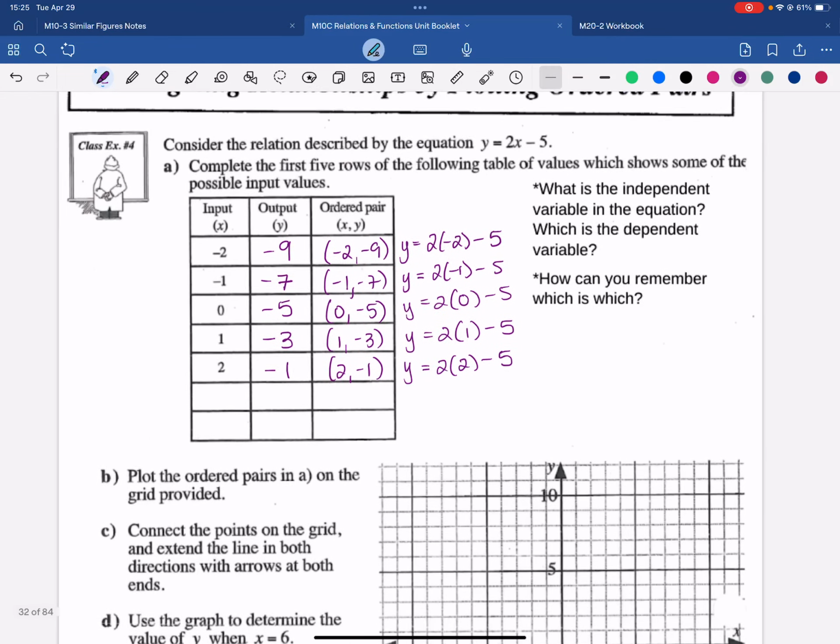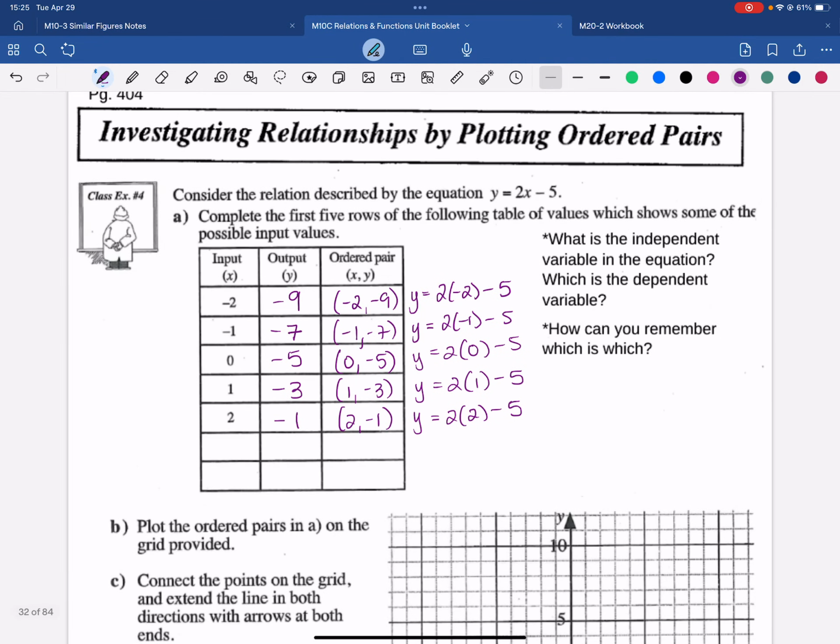Okay. What's the independent variable in the equation? What's the dependent variable? So remember, our independent is the x value, or often is the x value. Dependent is our y value.